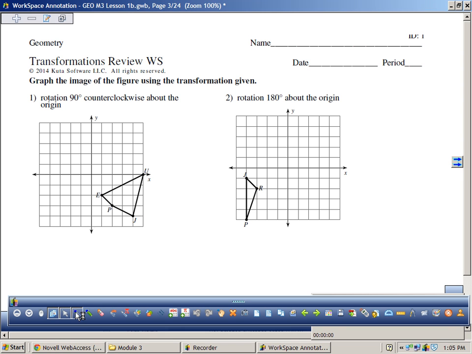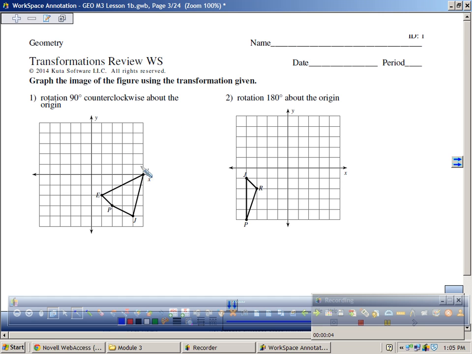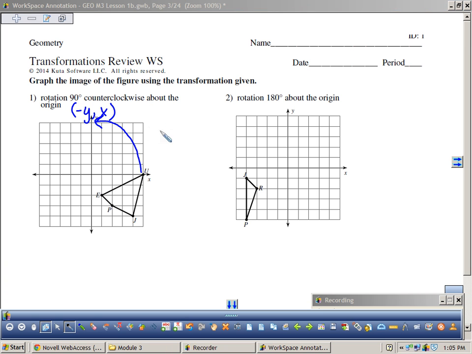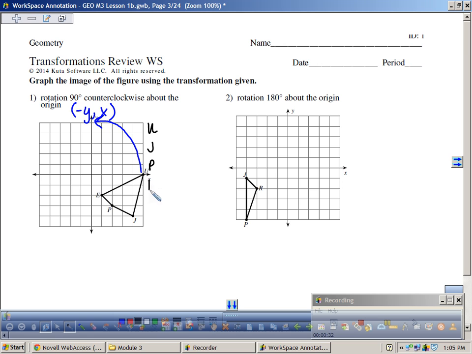Let's review some transformations together. A rotation 90 degrees counterclockwise looks like this. What's our coordinate rule for that? Opposite of y, x. So I'm going to go ahead and write down each one of these coordinates and then apply the rule. So I've got U, J, P, and E. I hate when they make them random like that.